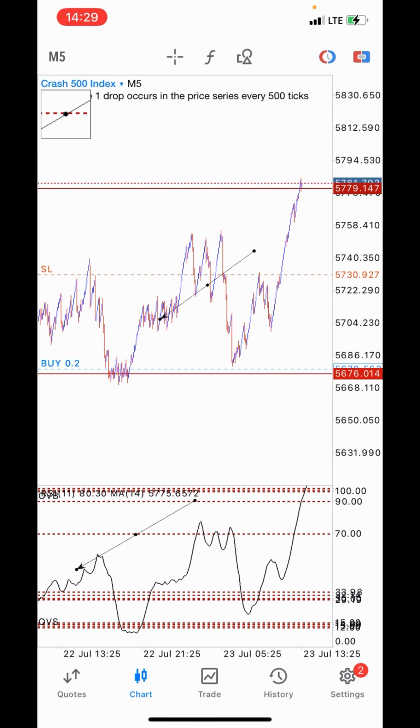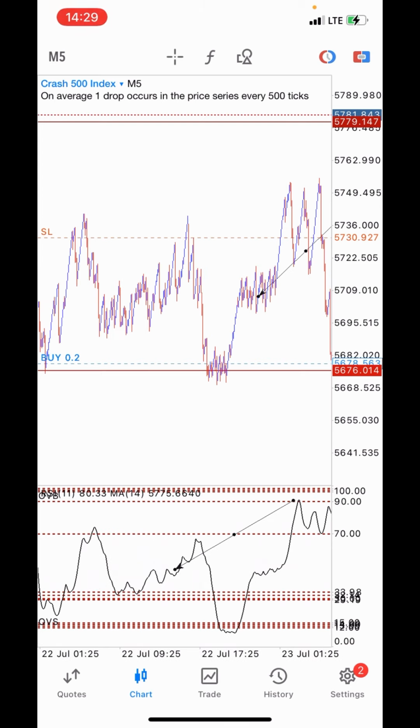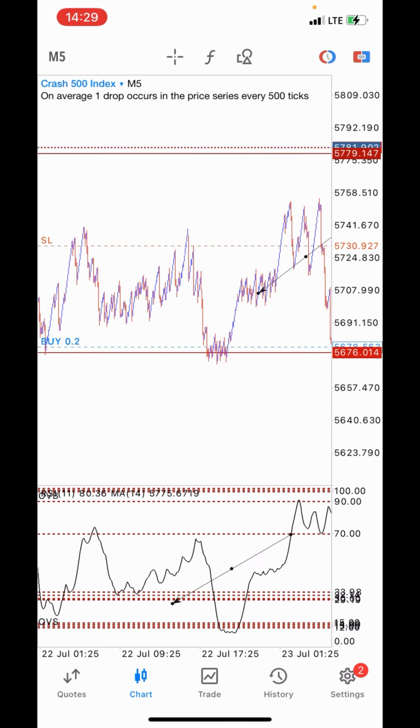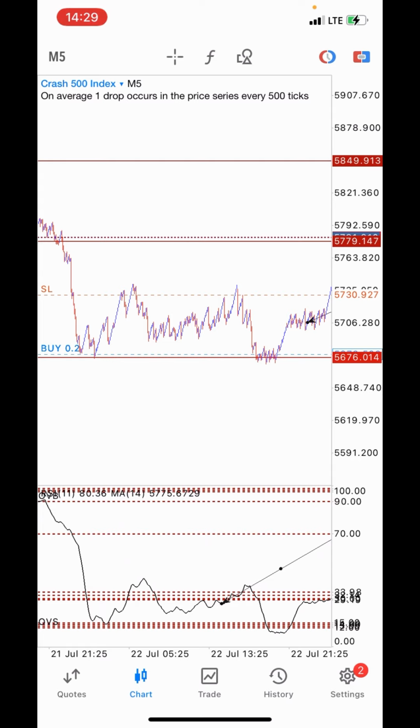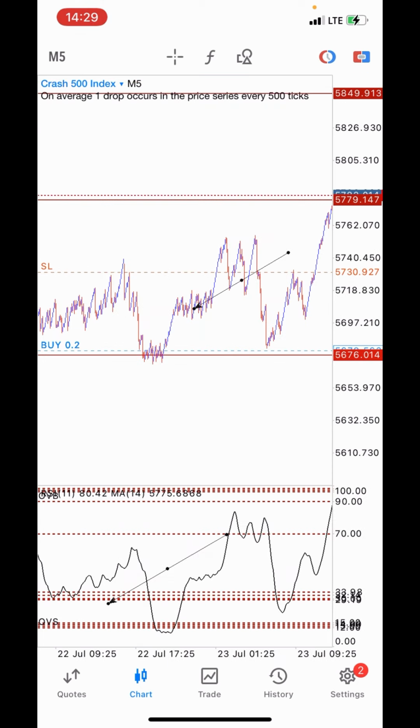What happened yesterday was that when I got into the chart, I noticed that price had already gone into the oversold. But that's not just the confluence here. What makes this strategy even more good and beautiful is that you're going to apply it with what we call support and resistance.